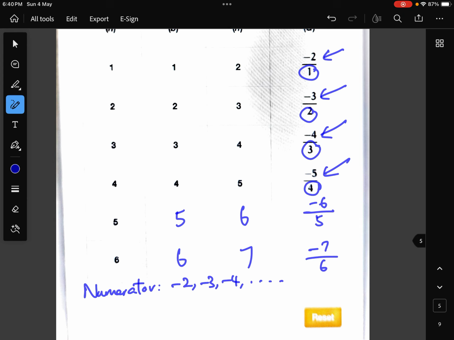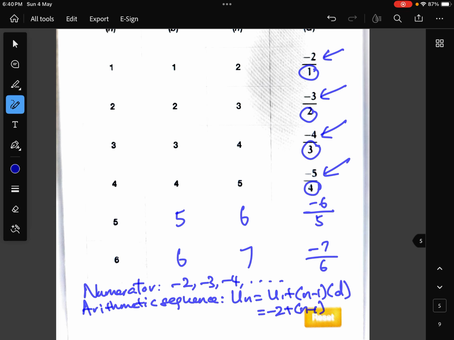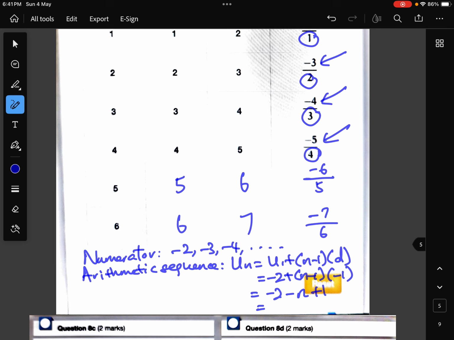So we do know that if you use the formula for an arithmetic sequence, which is u1 plus (n minus 1) multiplied by the common difference. Now u1 is the first term, so I'll put -2 plus (n minus 1), and the common difference is -1. If I simplify this, I'm going to get -2 minus n plus 1. That should give me -1 minus n.